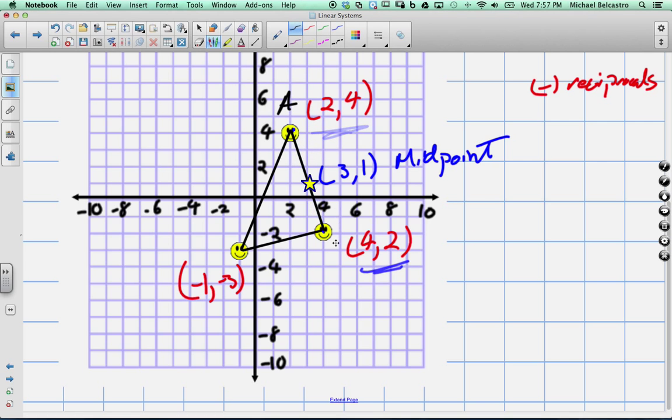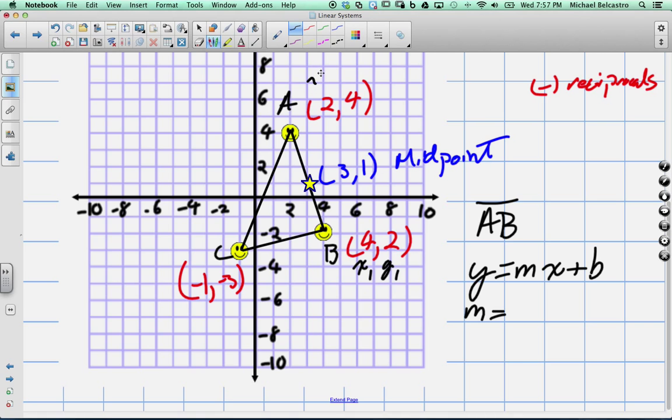So I need to find the equation of this line. We'll call it AB. This was our point C. So line AB, y equals mx plus b. The first thing I'm going to find is my m. M is equal to rise over run, which is y2 minus y1. I'm going to call this my x1 and my y1, my x2 and my y2. I take my y2 and subtract my y1, so that's 4 minus 2, divided by my x2 minus my x1. That's 2 minus 4. I've written that coordinate wrong. This should be negative 2.